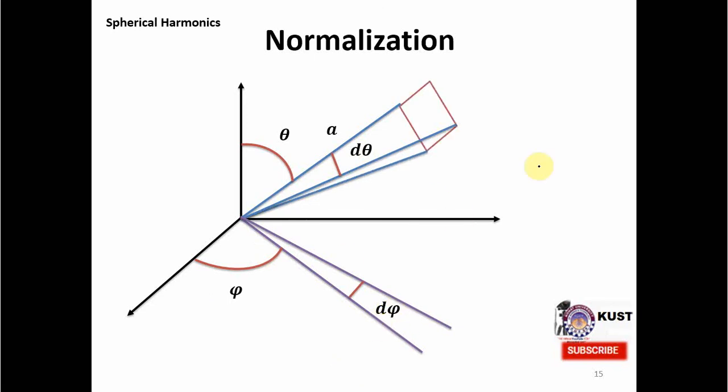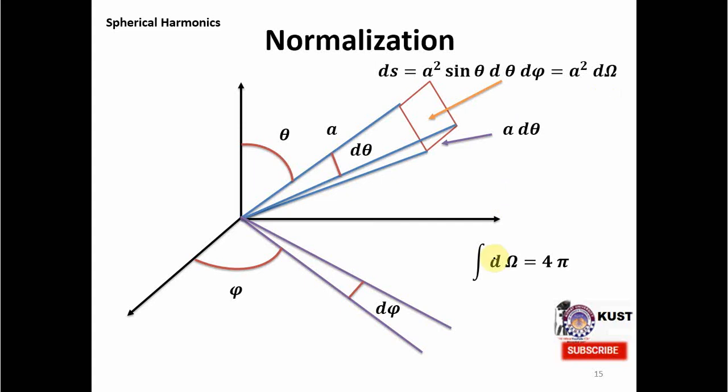So for the ds over here, as you can see, this side will be a d theta, and this makes it a rectangle, and the surface element ds is equal to a squared sine theta d theta d phi, or let's call it the solid angle d omega. Our purpose would be to integrate this d omega, and this will be equal to 4 pi, because we are integrating on a unit sphere.